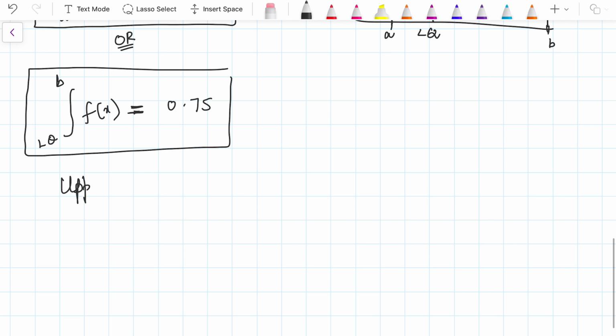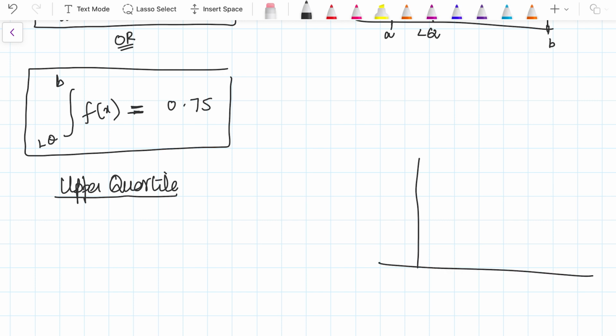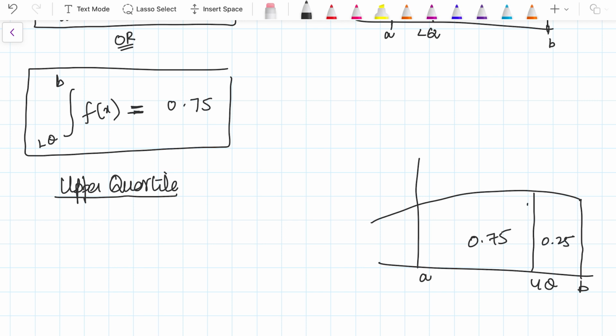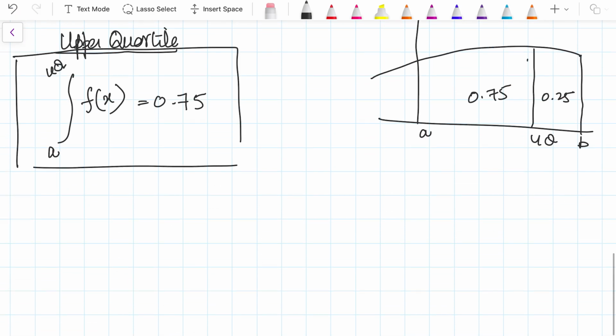Now upper quartile. So this is my graph, this is my upper quartile. Upper quartile is 75% of the data, and the rest of it is going to be the 25%. Now, integrate f of x with upper quartile as my upper limit, a as my initial limit. The entire area is going to be 0.75. Or, if you use b as the upper limit with the upper quartile as my lower limit, the area is going to be 0.25.